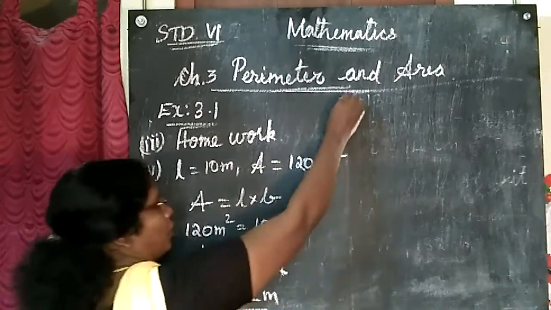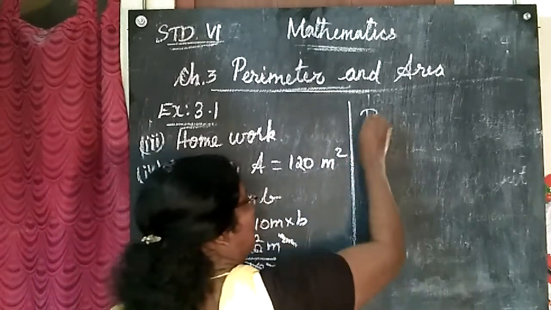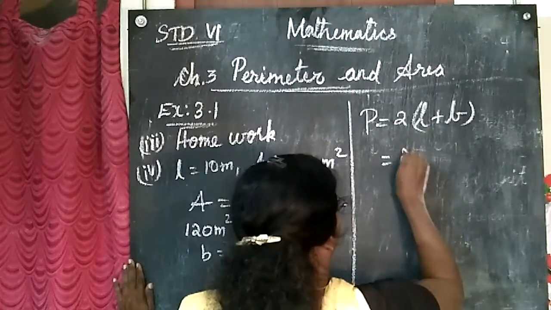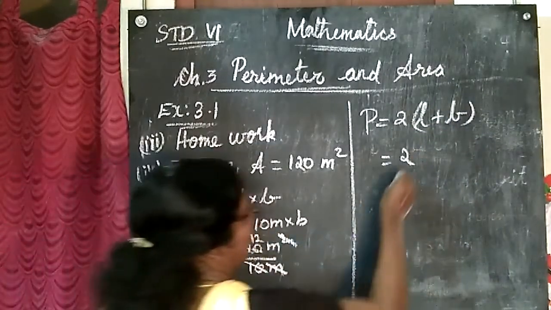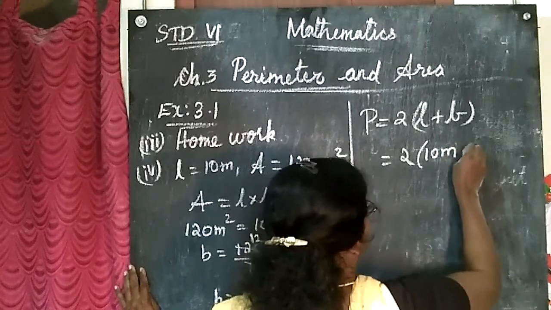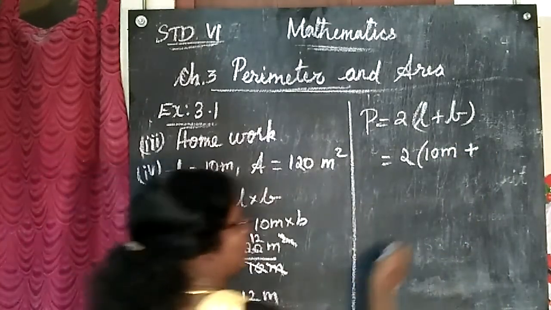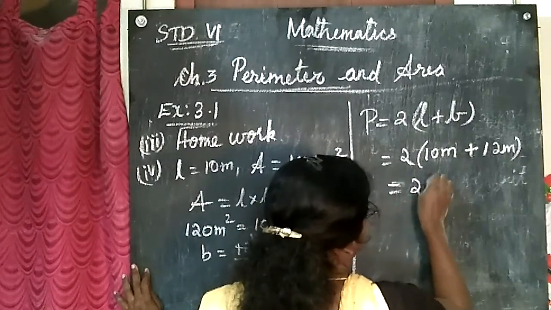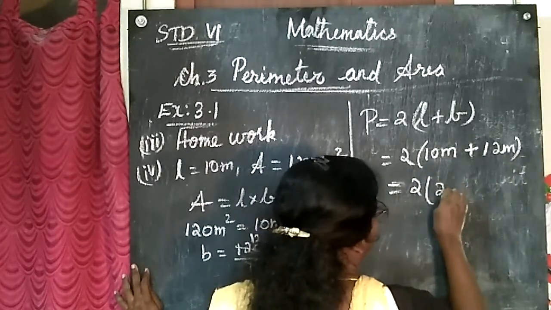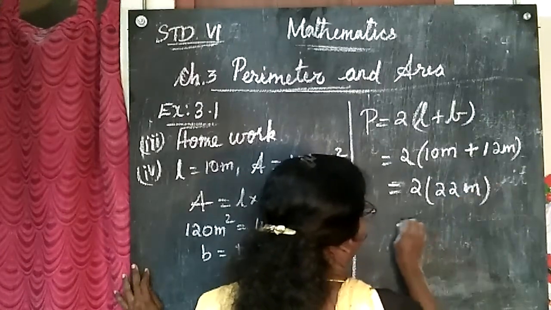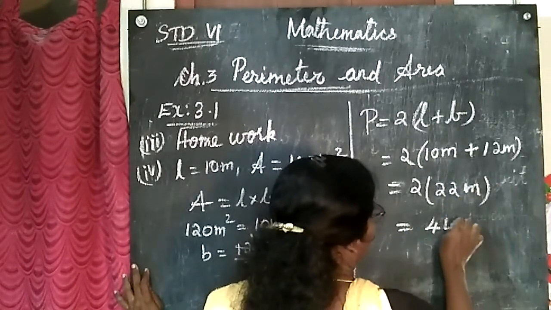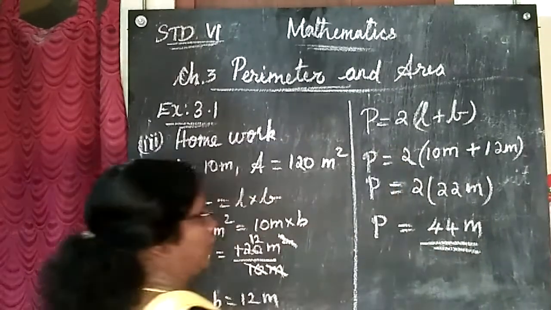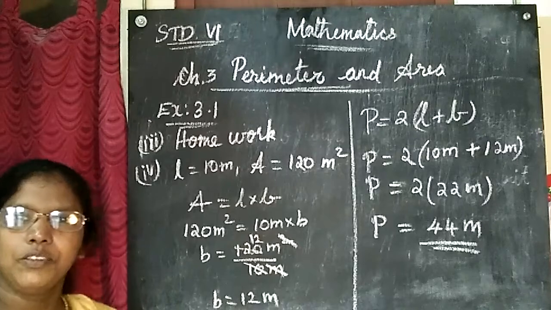Okay. Now what is the formula to find out the perimeter? 2 into (L plus B). Okay, 2. What is L given there? 10 meter. What is B? We have found 12 meter. So 2 into (10 plus 12) is what? 22 meter. So 2 into 22 is 44 meters. So perimeter is equal to 44. Understood? Copy down.